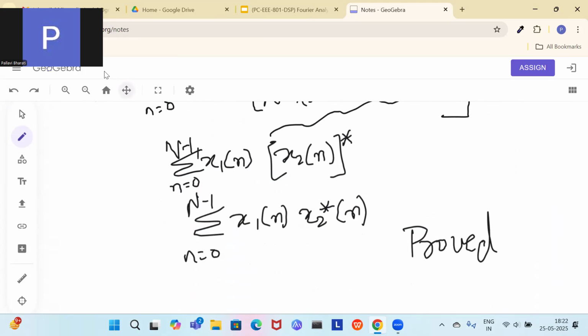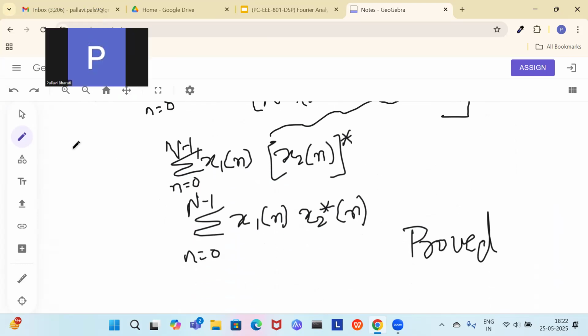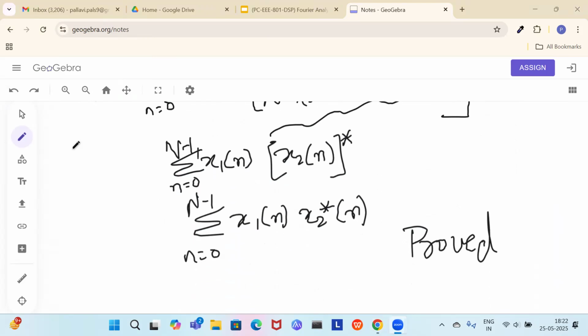So this is all about the properties of DFT. Everything is covered here. Now the next thing that we have to do will be regarding the FFT. There are also some questions we can do on linear convolution and circular convolution. We will be doing all those again in the next class. Thank you.